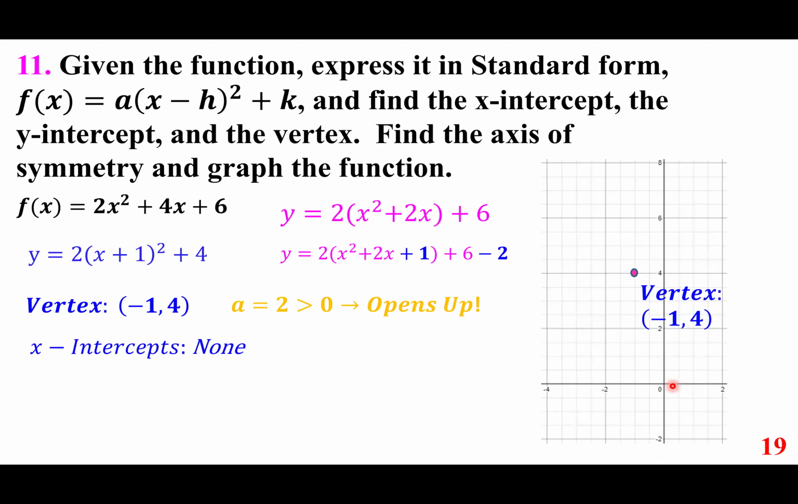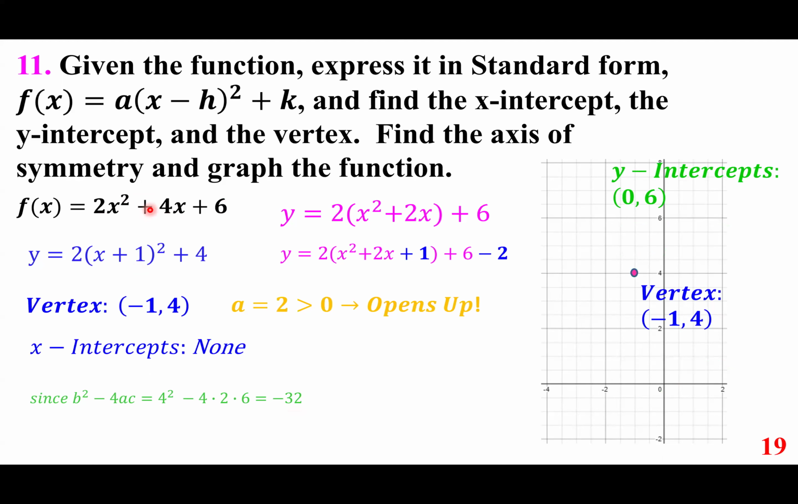However, to prove that, you can calculate b squared minus 4ac here. B squared is 4 squared minus 4 times 2 times 6. Negative 32, that means this doesn't have any roots, any zeros. That's the meaning of it.